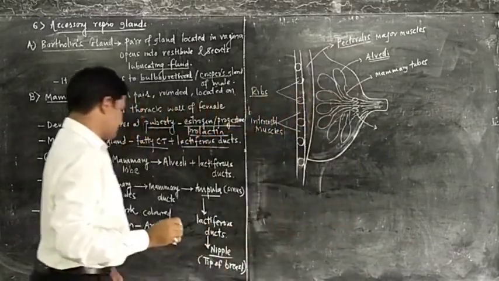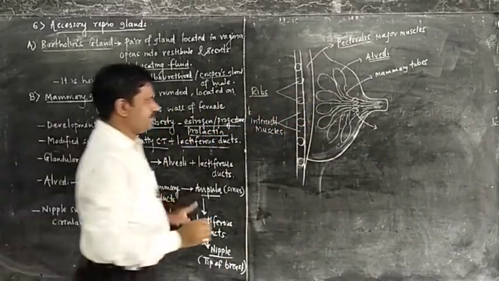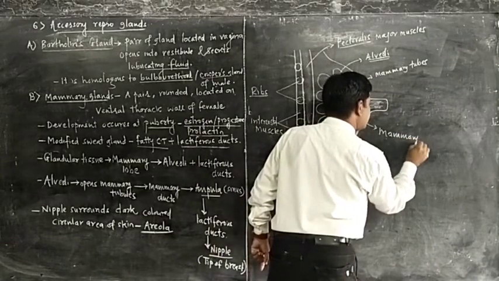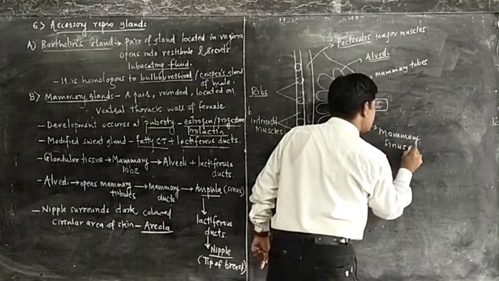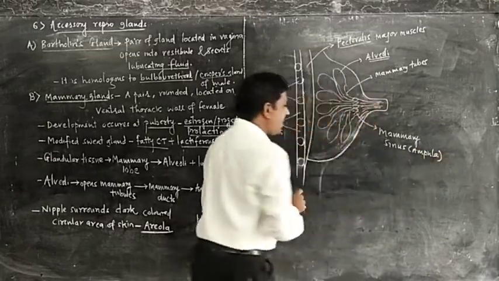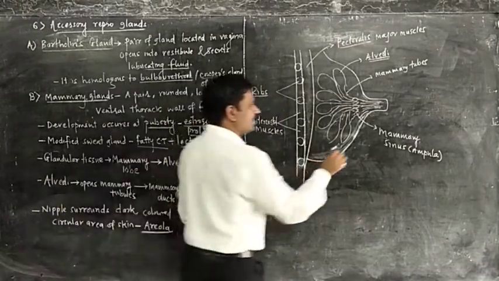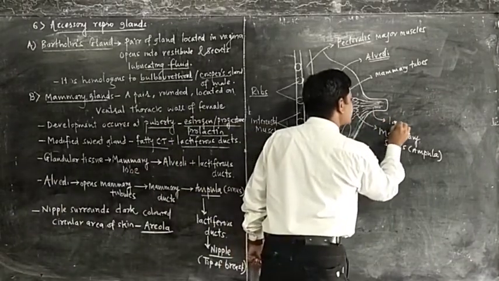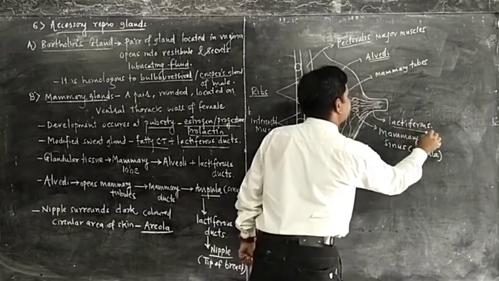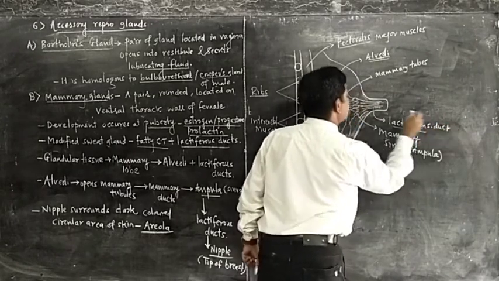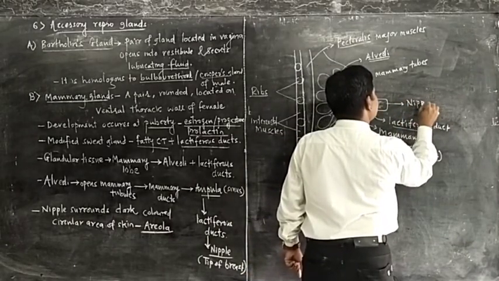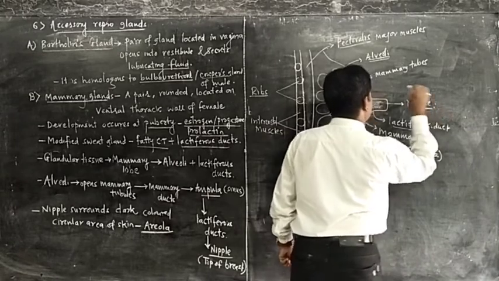Mammary sinuses are also called ampullae. All the ampullae open into lactiferous ducts, and the lactiferous ducts open into a special structure, that is the nipple.